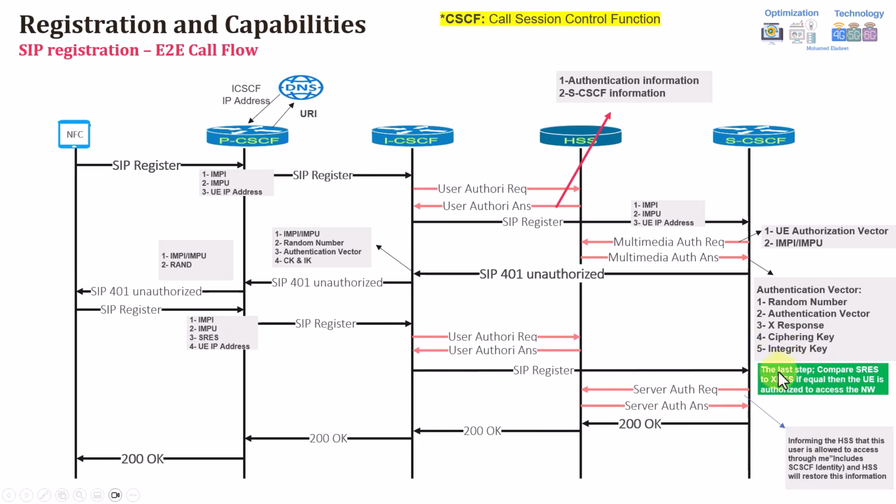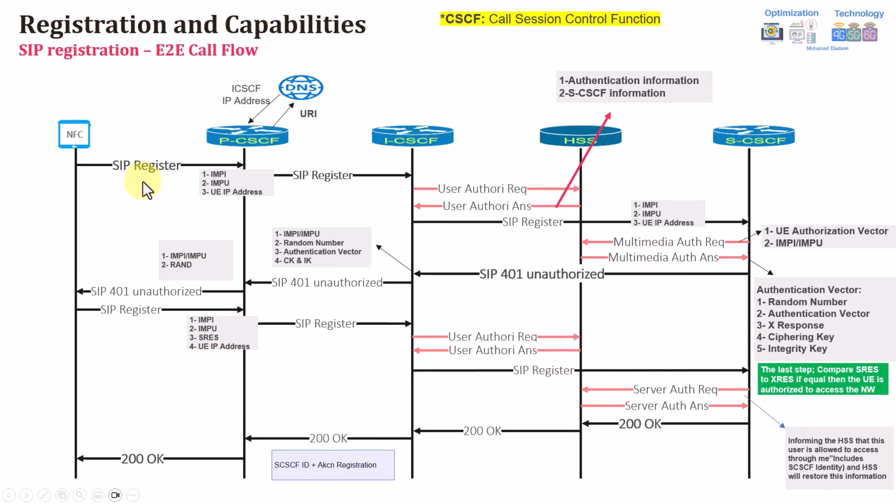And the last step, now the serving call session control function needs to inform the HSS to update its own database that I will be serving this user for the meantime. So it's just asking them to update and restore the new information that I'm the one who's going to serve this particular user. Then it will just send an acknowledgement to the user. So this is just the end-to-end call flow.